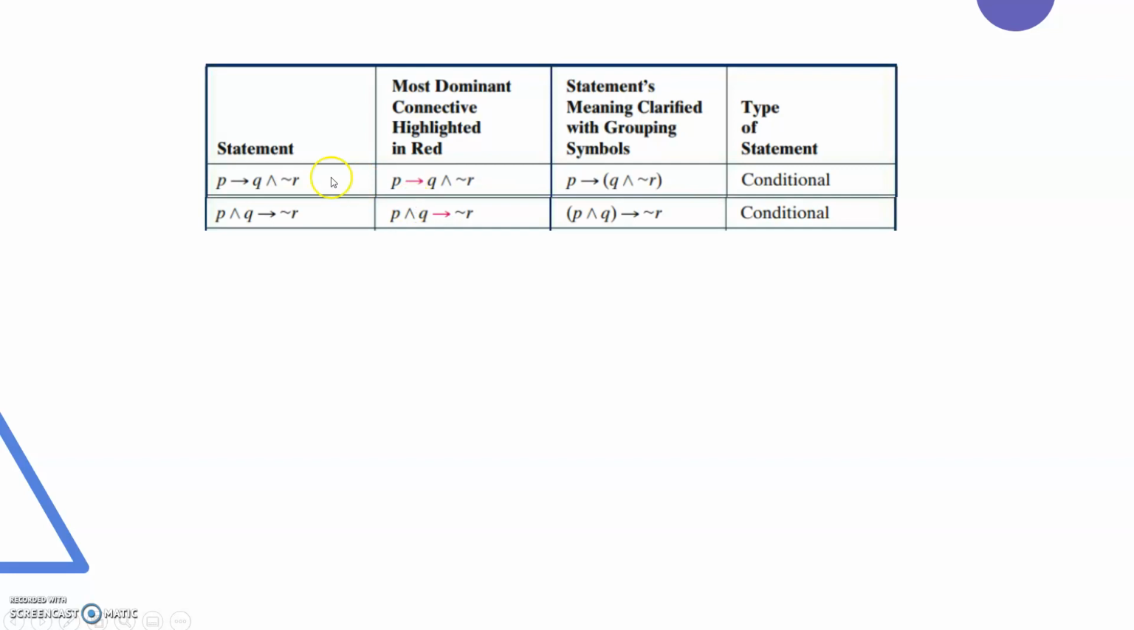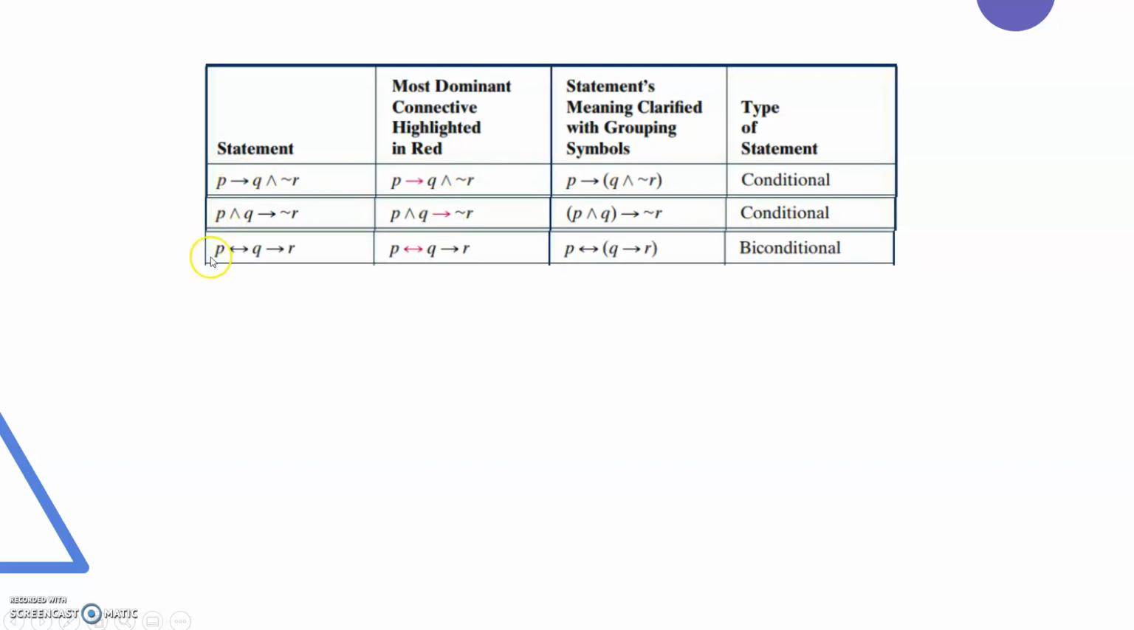Let's look at another one. This reads P and Q implies not R. Remember, implies is an if-then statement. So the if-then is, again, the most dominant operation in here. So I would group the two things before and the two things after, but there aren't two things after it, so I'll just group the two things before it. This will be considered a conditional statement because that is the most dominant operation here.